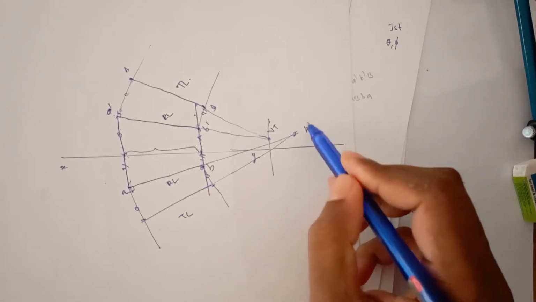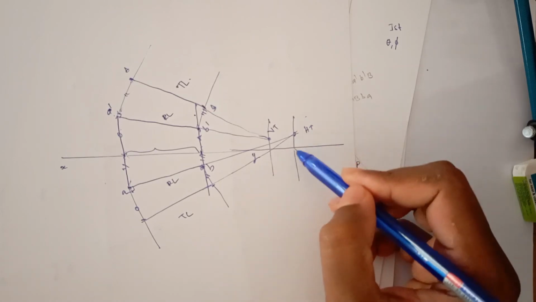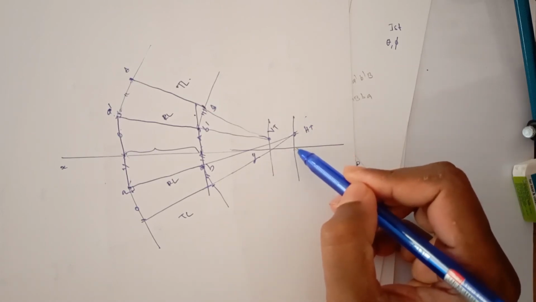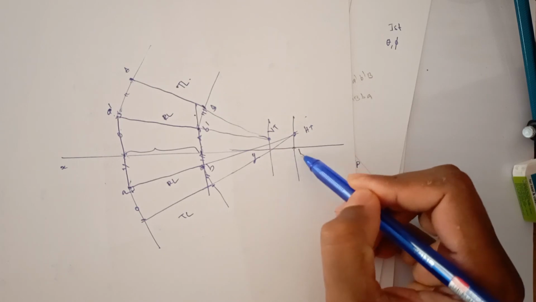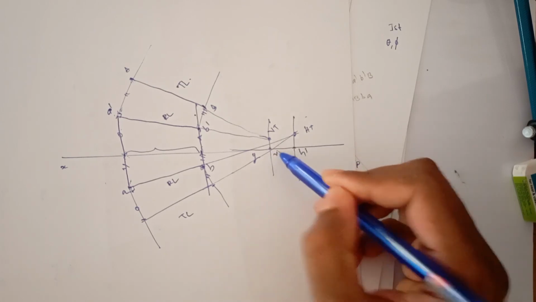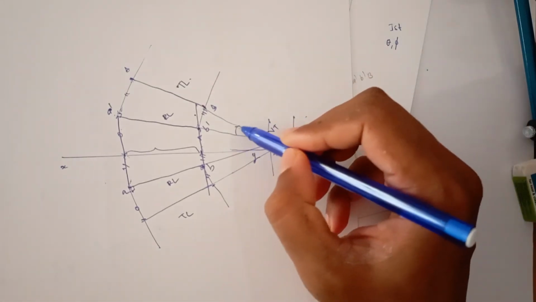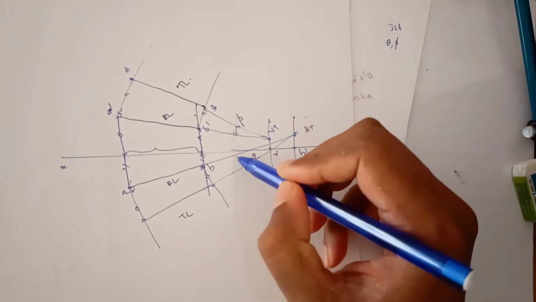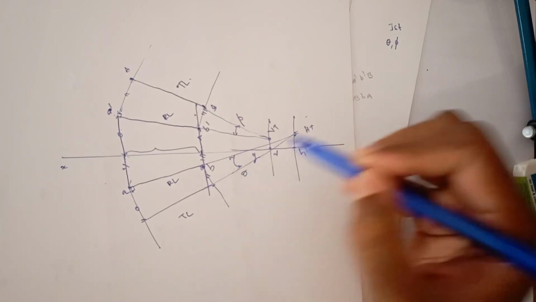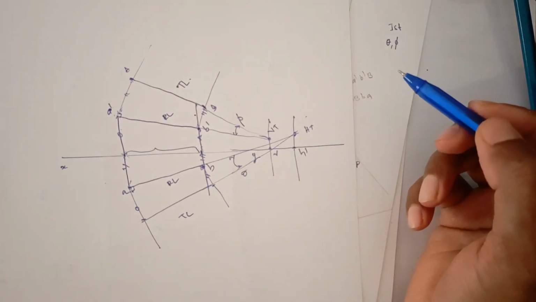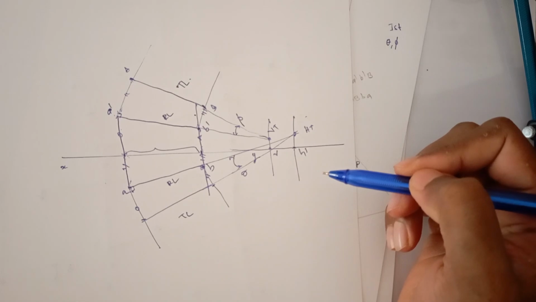And drop a projection from both HT and VT. From here, find the point at which it meets the XY line, this is H dash, and this will be V. The angle in the front view is known as phi, and the angle in the top view is known as theta. Don't confuse this with line rotation, this is plane rotation.